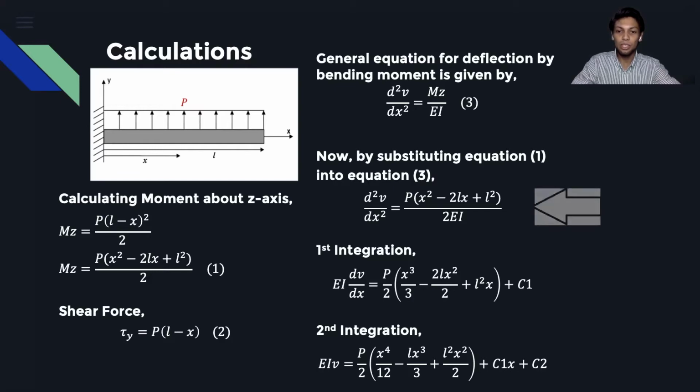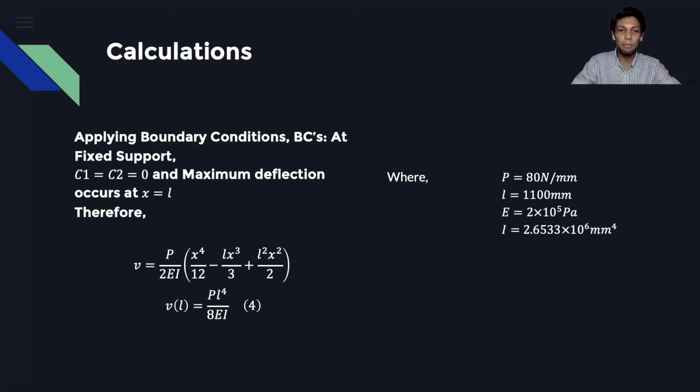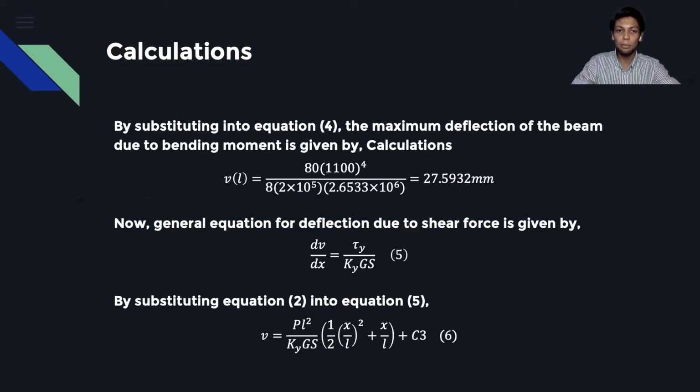By integrating this equation 2 times, we obtain this equation where we have C1 and also C2. Next, by applying boundary conditions at fixed support, C1 equals C2 equals 0, and the maximum deflection occurs at x equals L. Next, by substituting L into the x values, we get equation 4. Then, we substitute the values of P, L, E, and I that were calculated earlier into equation 4, and we obtain the maximum deflection of the beam due to bending moment, which is 27.5932 millimeters.